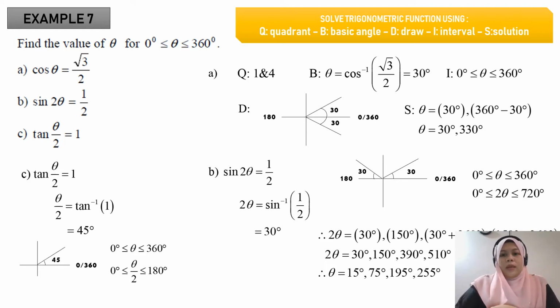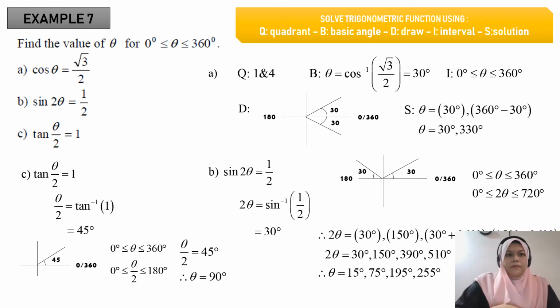We cannot take the solution in the third quadrant because it's out of the range, because it's more than 180 degree. So the final answer that we have is theta equals to 90 degree.